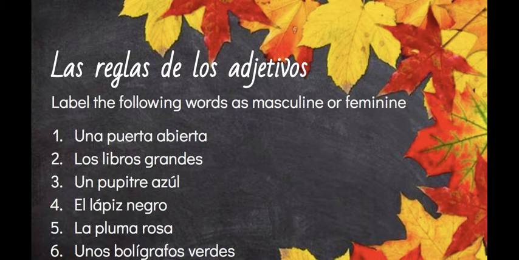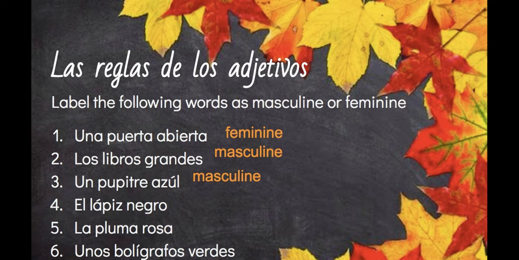So label the following words as masculine or feminine. Una puerta abierta. If you need to pause the video to come up with your answer, you can. I'll pause 3 seconds between each one before giving the answer. Una puerta abierta. It's feminine. Los libros grandes. This is masculine. I know because I see los in the beginning. Un pupitre azul. This is masculine. Un shows us that it means a desk, and un is the masculine form.